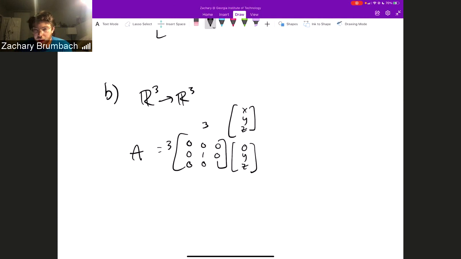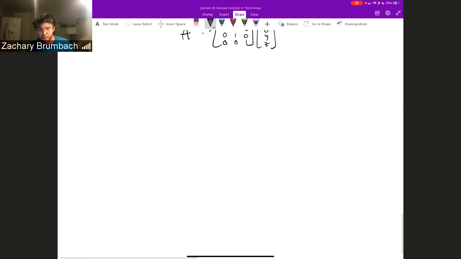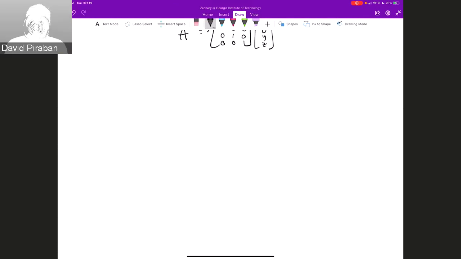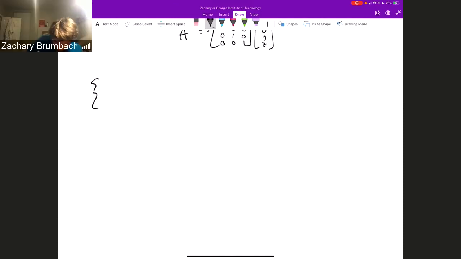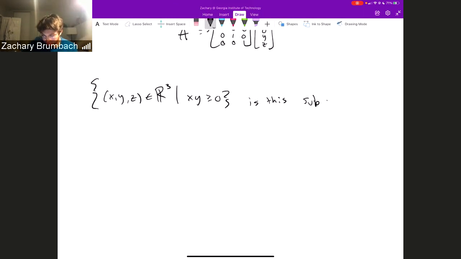Okay, questions from the chat. How to go over if something is closed under addition. We'll just talk about this because I know this is some subspace stuff. Let's say I give you the subspace of (x, y, z) in R3 given x times y greater than or equal to 0. Is this a subspace?